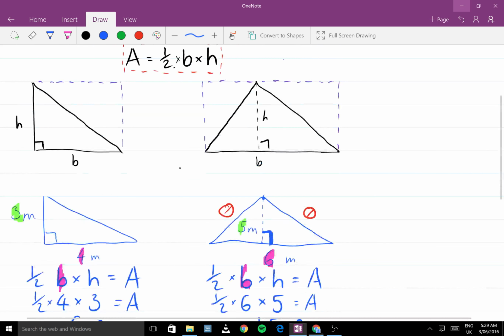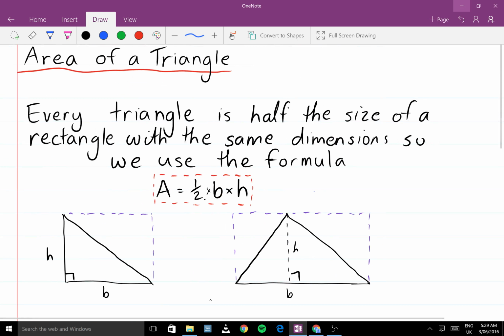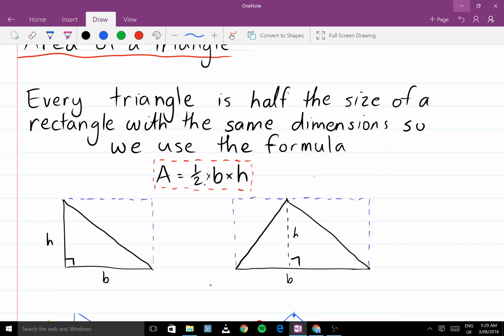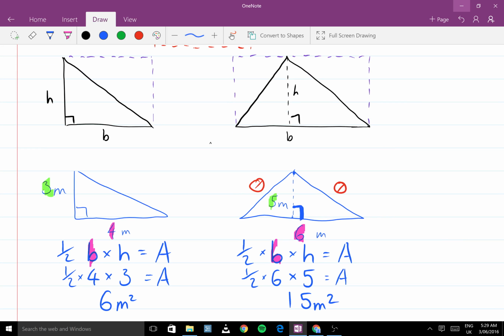So just to recap, the formula for the area of a triangle is half the base times the height. That works for every triangle. I always write down the formula just because I want to remember it. Then I take my base, put it where the base is, so I substituted 4 for the base. Take my height, put it where the height is, so 3 for the height, times it all together, and then I get my area.